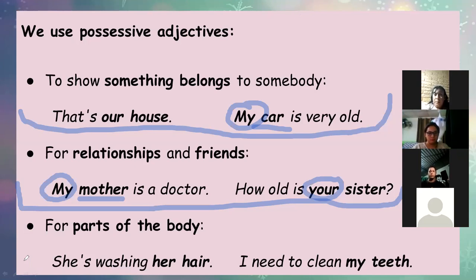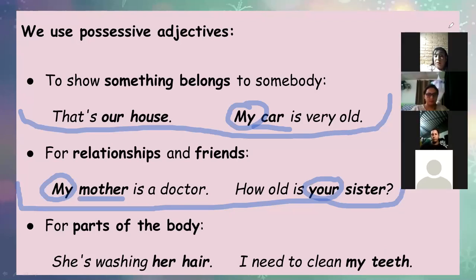Parts of the body. Hair. Pero hair es como de él, ¿verdad? For a girl. Hair is for a girl. Ah, perdón, de ella. Su cabello. O sea, sería her hair. Her hair. If I mention a man or a boy, I'm going to say his hair. La otra dice, I need to clean my, ¿cómo se pronuncia eso? Teeth. En este caso sería my teeth. My teeth. Yes.